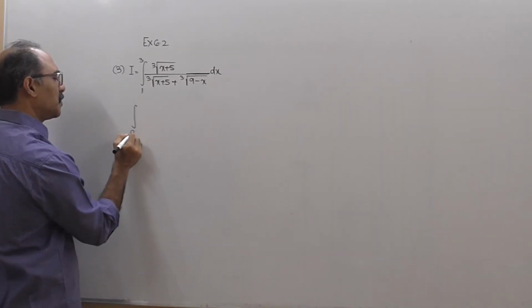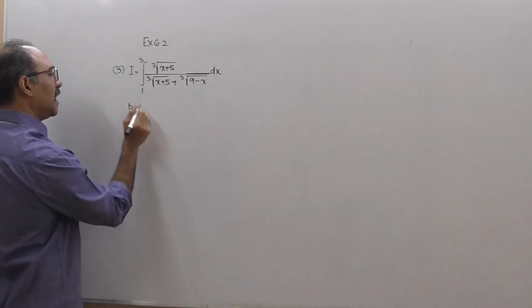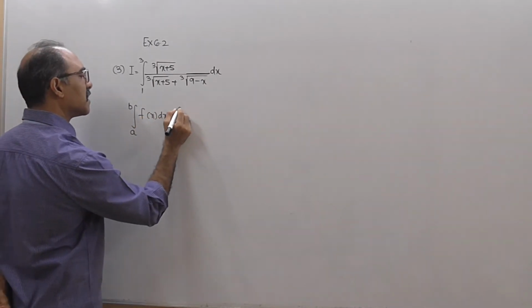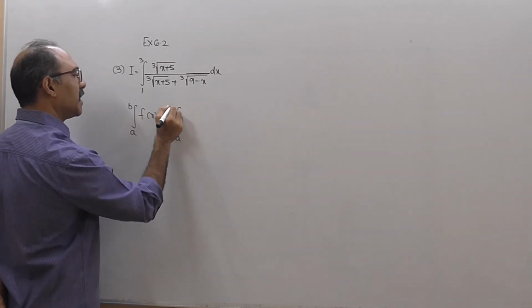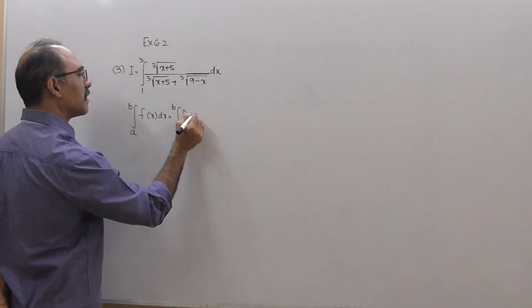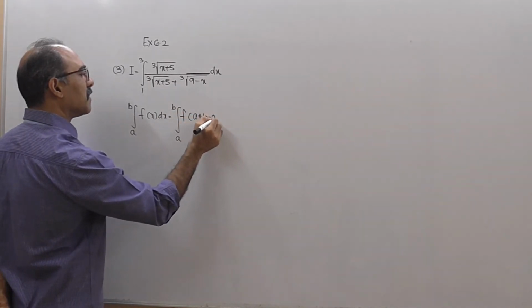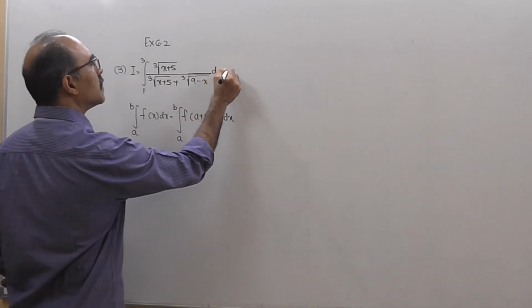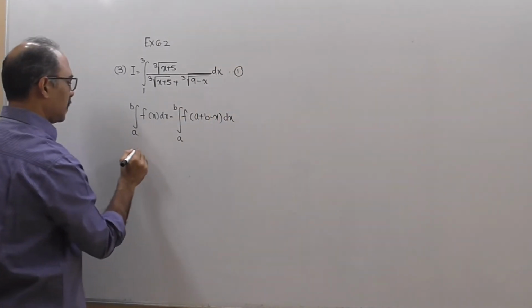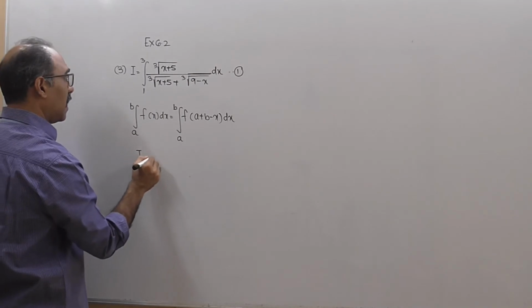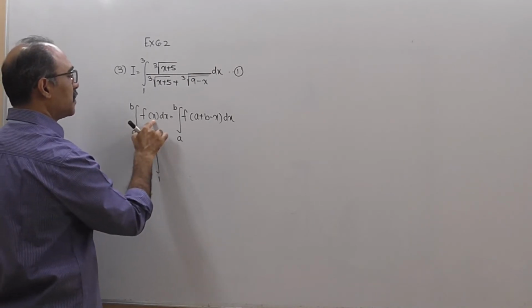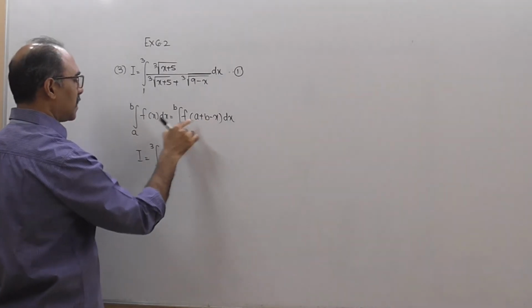Now here you have to use integration a to b f of x dx equal to integration a to b f of a plus b minus x. This we will take it as 1. We get I equal to 1, 2, 3. Wherever you see x, you have to put a plus b minus x.